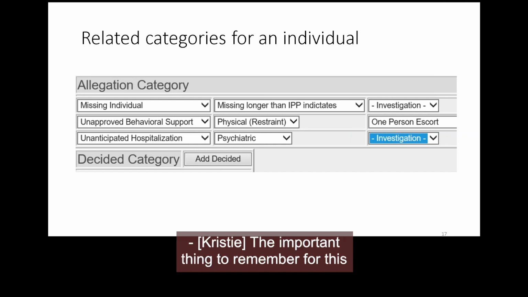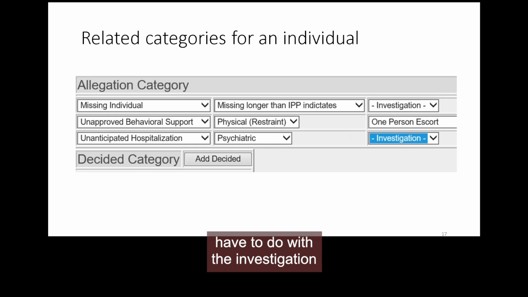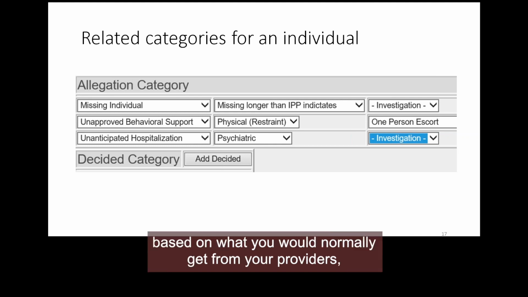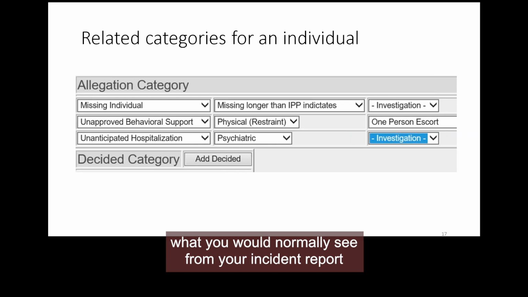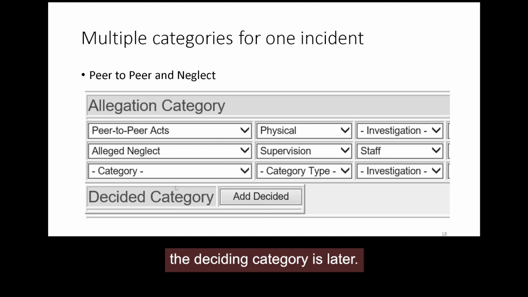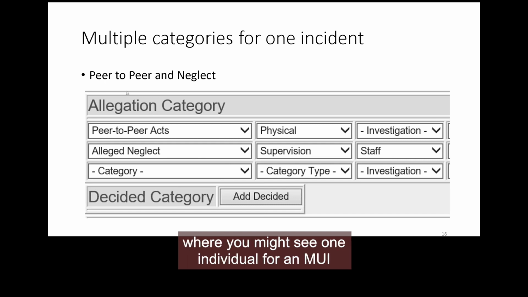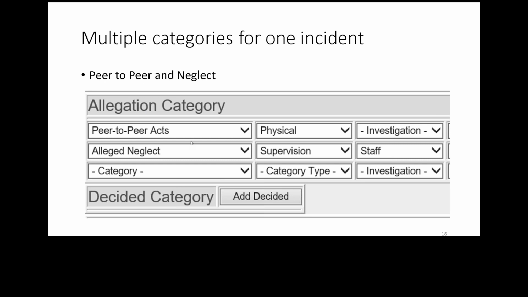Christy, did you want to add something? The important thing to remember for this is just the alleged category, not the decided. Some of the questions coming through have to do with the investigation and how you decide what's what and where it's going to be at the end. These are just the initial allegations based on what you would normally get from your providers or see from your incident report. You call us and say, which category would you have it be under? These are the categories that we would put it under, and then we can always figure out what the decided category is later.